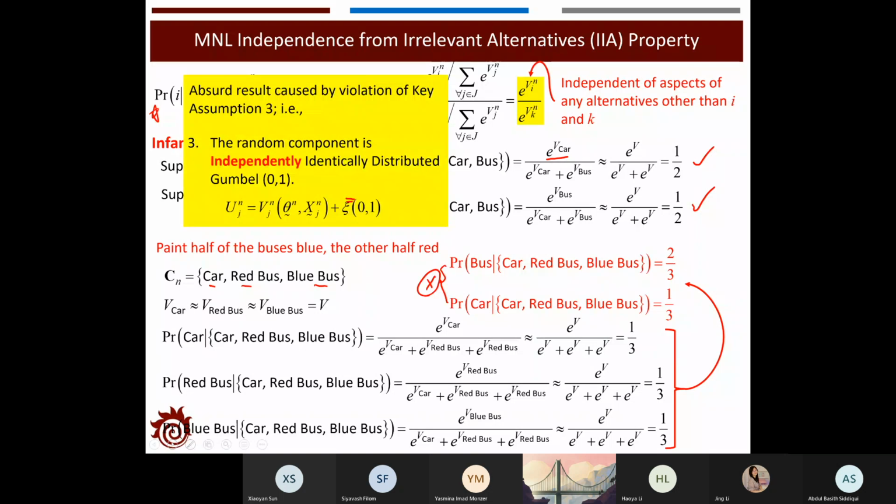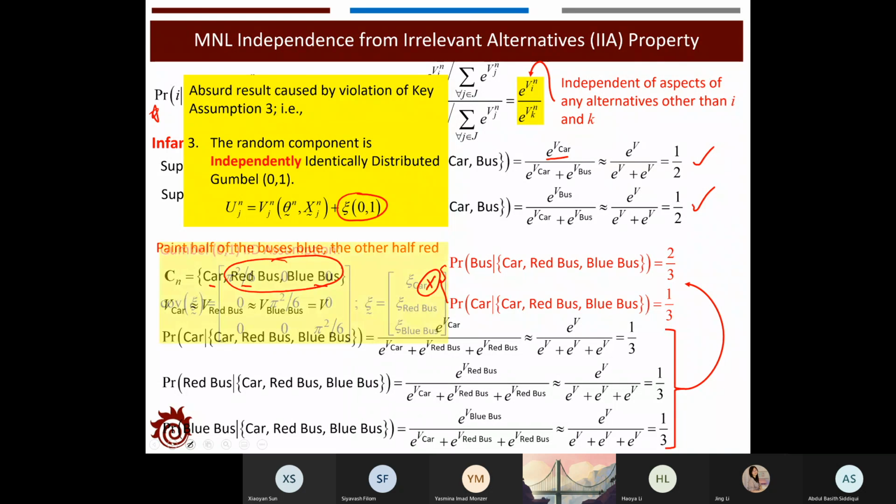So that means it violates assumption 3, and the random term is not independent anymore. We cannot define these three modes as if the red bus and blue bus are independent, and then apply the multinomial logit model directly.